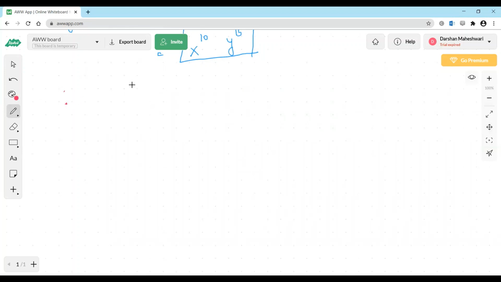For example, we have x raised to the power 5 over x square. Now, how can this be simplified further? This can also be written as x raised to the power 5 times x raised to the power -2. Whenever we take this term to the numerator, the sign of the power will change. So the power will be -2.